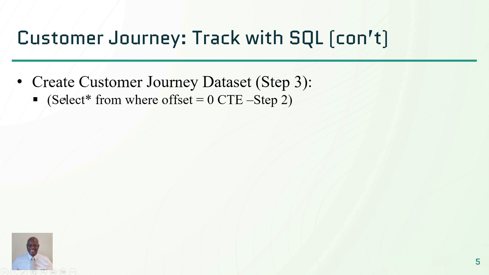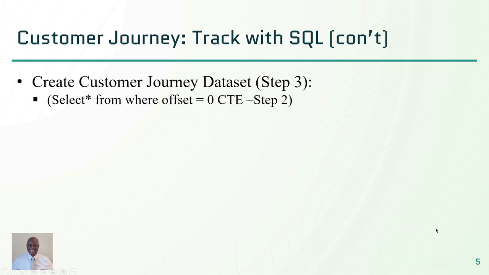And you can see here you have this code where you have select star from where offset equals 0, and so you can see that this is a reference to step two. So in essence, between steps 1 through 3, you have a progressive building of the customer journey data set.